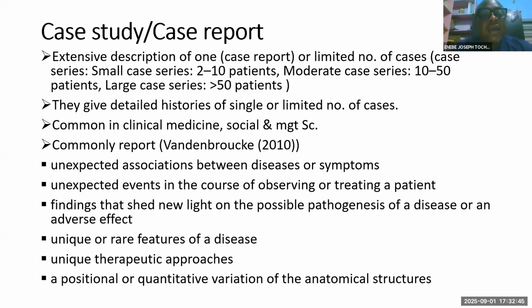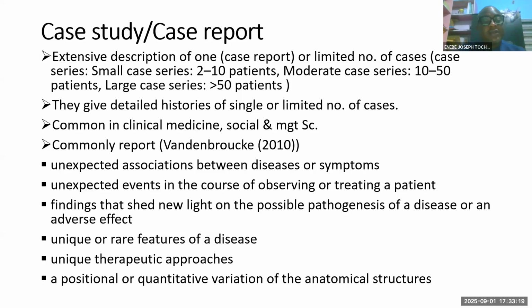Now, let us start with the case study. When you have an extensive description of one particular report, you call it a case report. All they are writing is about an experience on a particular topic, or maybe you find out that there's a huge uterine fibroid coexisting with pregnancy, and you want to write that. So that's a case report. Now, it could also be a limited number of cases, meaning that they can count the number of cases. Those are what we call case series.